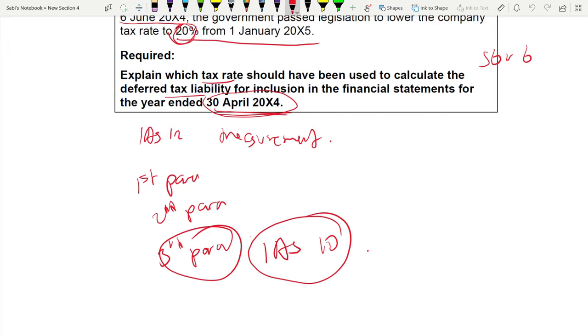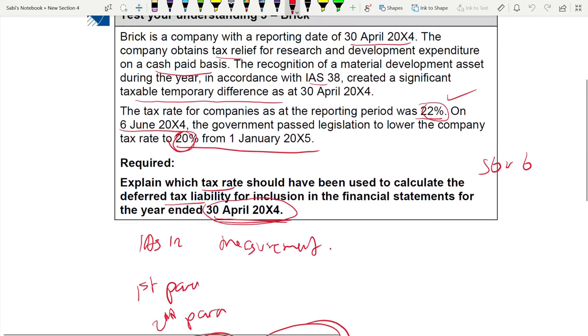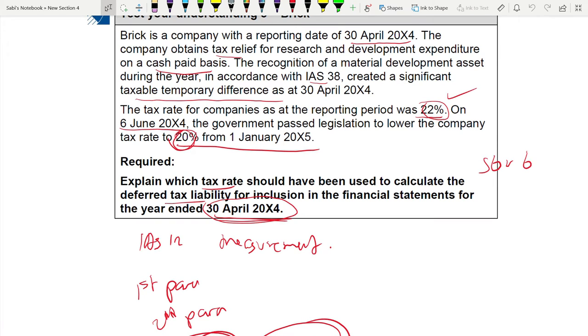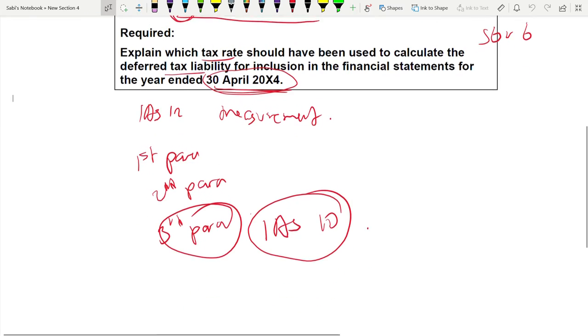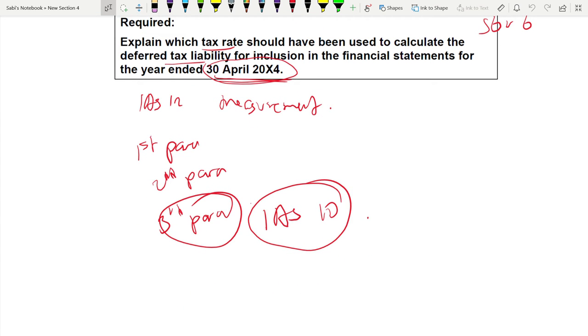And nowhere has anything been mentioned. But words like "after the reporting period" are hinting that IAS 10 is included here. So you have to tell what you have to do according to IAS 10 also. Once IAS 12 is over, first deal with the big standards, the major standards, the main one is IAS 12. Finished, now handle the small standard. This is how you answer or tackle any SBR questions.